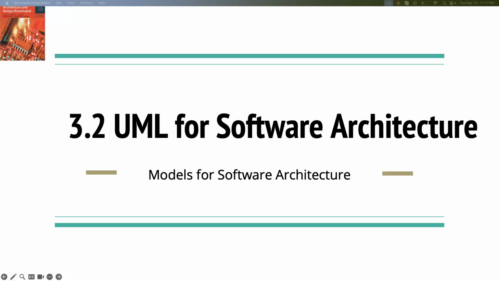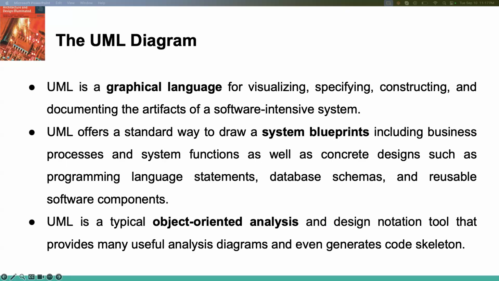Now let's look over module 3.2, UML for software architecture. UML, or Unified Modeling Language, is a graphical language used to visualize, specify, construct, and document different components of a software system. Think of it as a blueprint for building software. UML helps us create system blueprints that cover everything from business processes and system functions to more concrete detail like programming language structure, database schemas, and reusable software components.